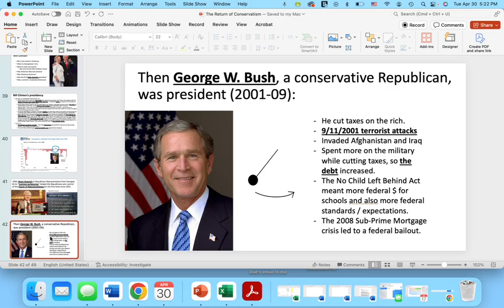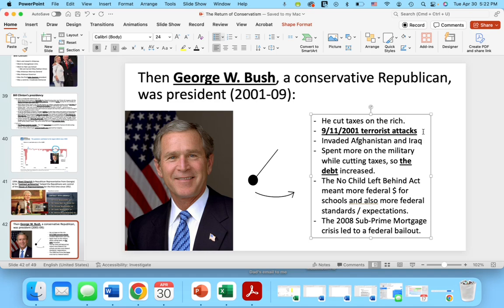Okay, now the pendulum's going to swing back to the right. George W. Bush, a conservative Republican, was president from 2001 to 2009. He's a conservative Republican, so he cut taxes on the rich. And the biggest event in his presidency was the 9/11 2001 terrorist attacks when Osama bin Laden's al-Qaeda terrorists attacked the United States. 3,000 Americans died, and they had trained in Afghanistan. So the U.S. invaded Afghanistan and later Iraq. Bush spent more on the military while he cut taxes on the rich, and so the debt increased.